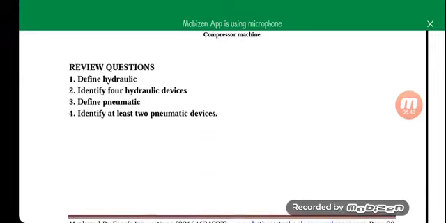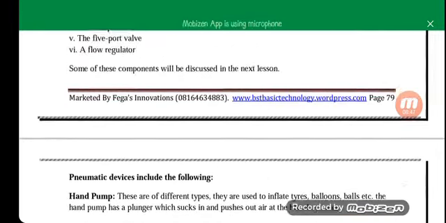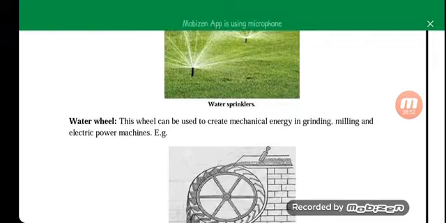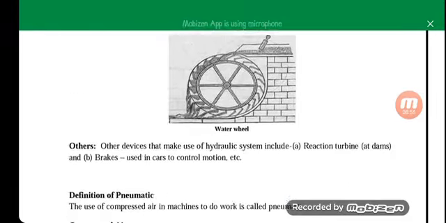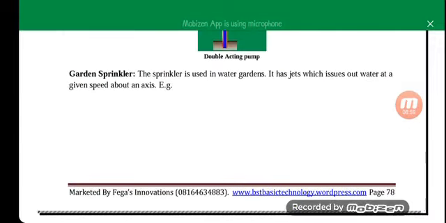So we've come to the end of what we want to talk about today. Please do me a favor and go through everything. They are easy to understand. I tried to summarize them as simply and as briefly as possible. The topic today is pneumatic machines and hydraulic machines.